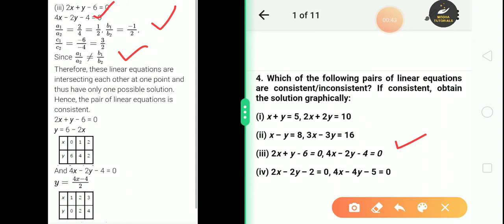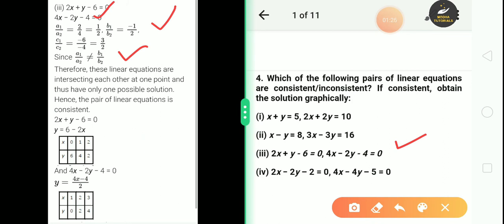So first equation is 2x plus y minus 6. So using transposition we can write y is equal to 6 minus 2x. So assuming values of x to get the values of y. Okay, so when x is equal to 0, we can get y is equal to 6 minus 0 is equal to 6. Therefore 0 comma 6 is the pair. Then when x is equal to 1, y is equal to 6 minus 2, which is 4. So next coordinate pair is 1 comma 4. And when x is equal to 2, y is equal to 6 minus 4, which is 2. So next pair is 2 comma 2. So coordinates for equation 1 are 0 comma 6, 1 comma 4 and 2 comma 2.